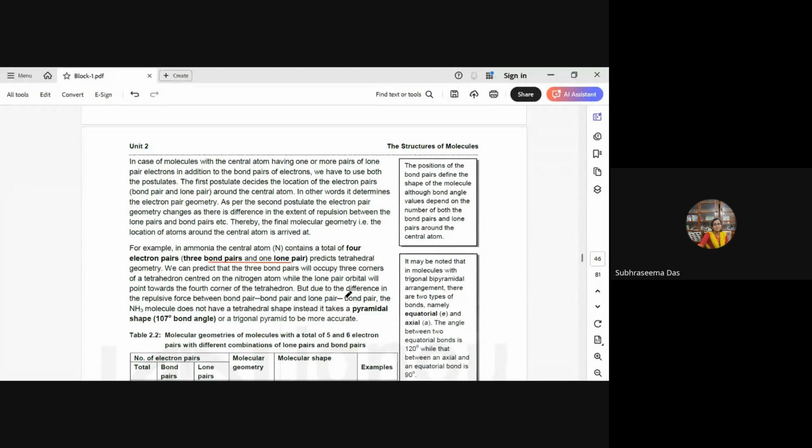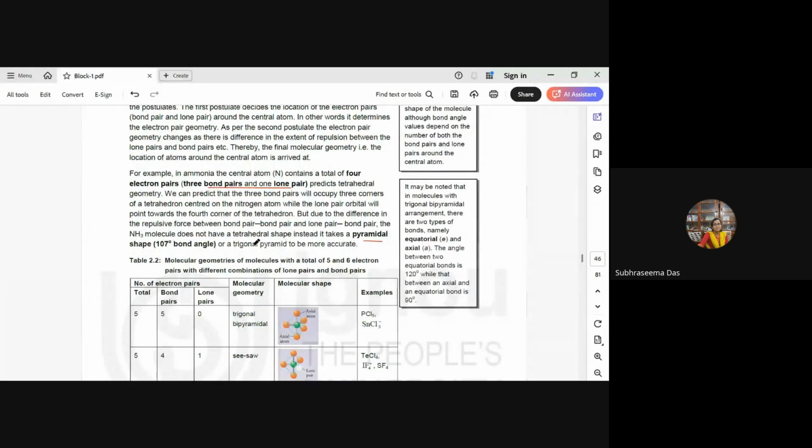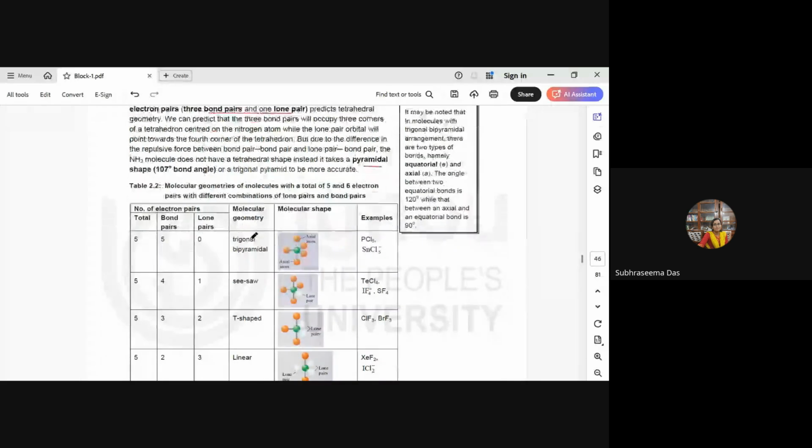But because of the repulsion between the 3 bond pairs and the lone pair, the NH3 molecule does not have a tetrahedral structure. Because of this repulsion, the NH3 molecule takes up a pyramidal structure. So this is how VSEPR theory predicts the different types of geometries of molecules.